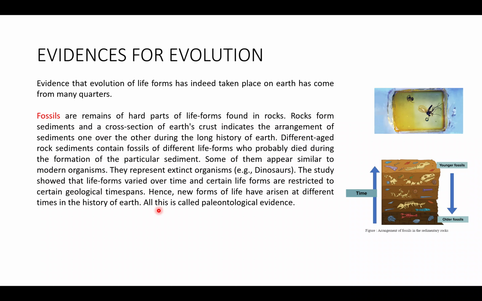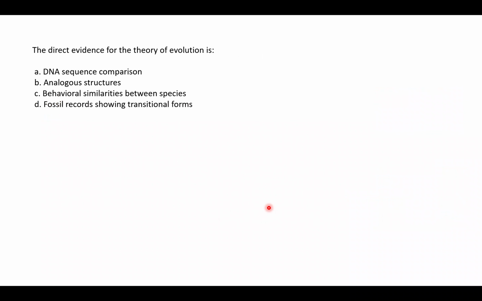All these fossils and these different sediment layers are called paleontological evidence, like the dinosaur bone and all. These are all paleontological evidence. Okay, so I told you this concept for this question. What is the direct evidence for the theory of evolution? Is it the DNA sequence, analogous structure, behavioral similarity between species, or the fossil record showing transitional forms? D. Yes.